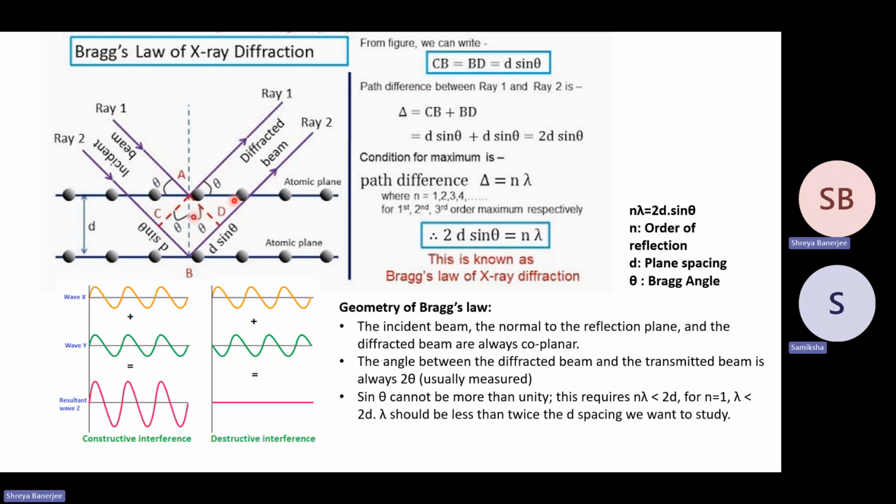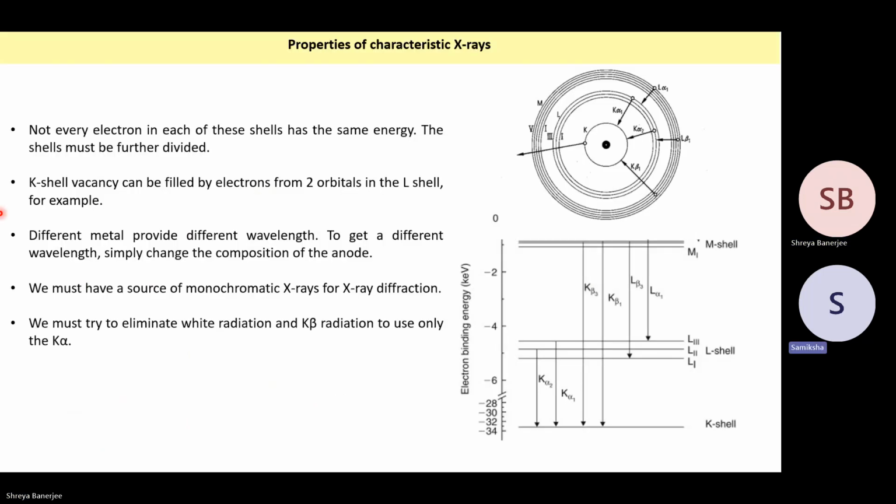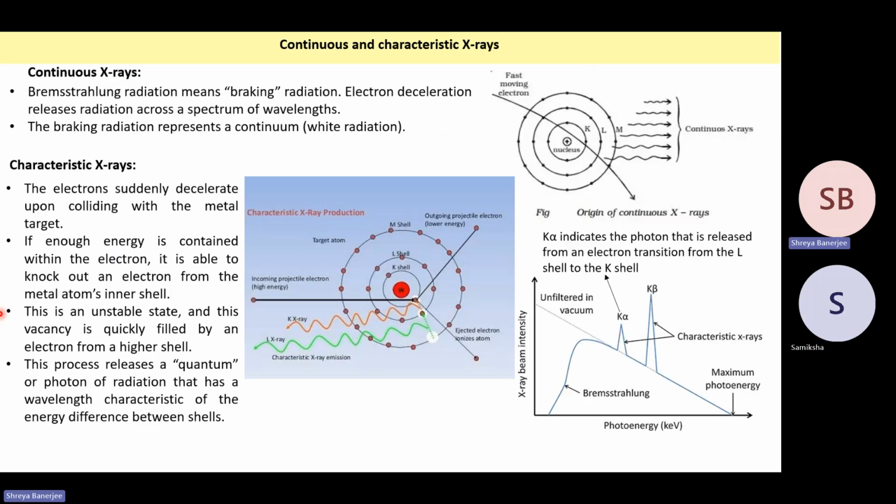Ma'am, I can't understand that graph clearly. The previous graph page, the previous slide.